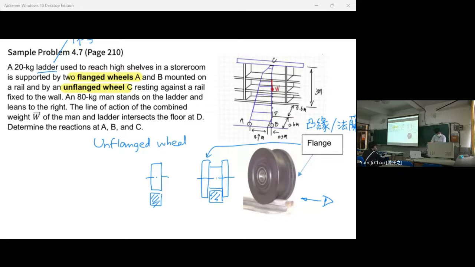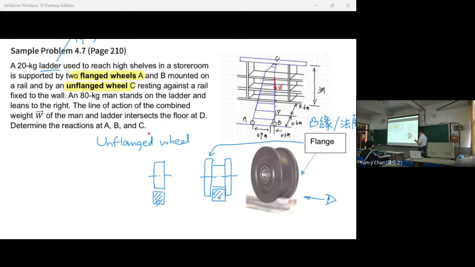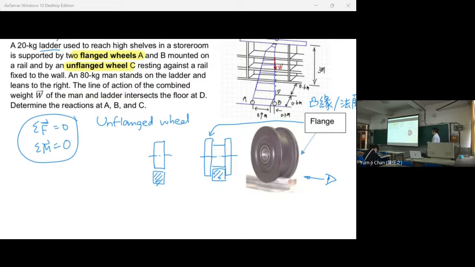Okay, so let's go to it. Because it is in equilibrium, we determine the reactions at A, B, and C. Equilibrium means summation F equals 0 and summation M equals 0. You write these two first, and then we draw the free body diagram.